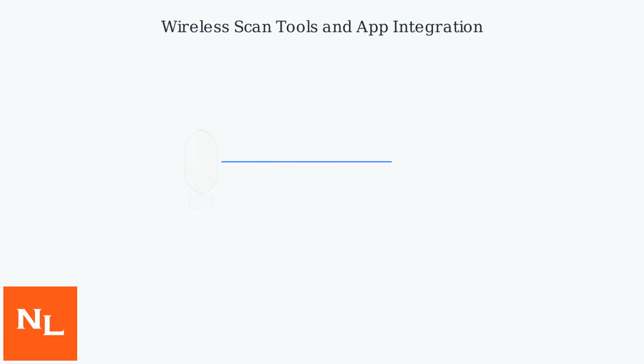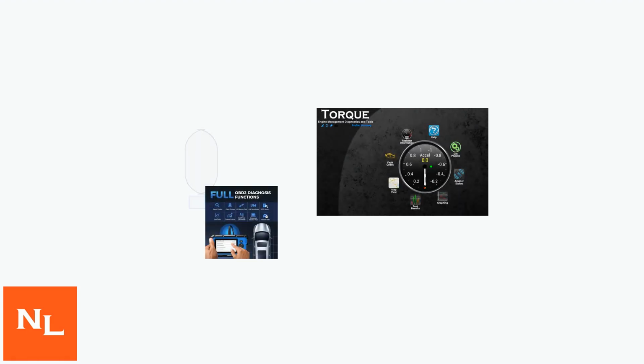Many OBD2 scan tools are now Bluetooth-enabled, connecting seamlessly to smartphone apps like Torque or OBD Fusion. These wireless connections eliminate the need for physical cables, making diagnostics more convenient. Smartphone apps provide user-friendly interfaces for OBD2 diagnostics.